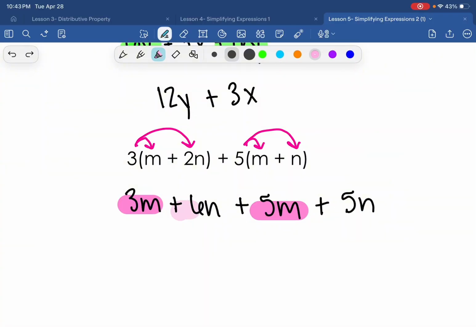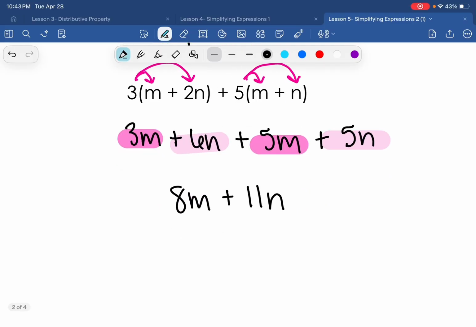And I see that 6n and 5n are similar. So now I'm going to combine those like terms. 3m plus 5m gives me 8m. And 6n plus 5n gives me 11n. Now, we cannot combine 8m and 11n because they do not have the same variable. So this is your final answer.